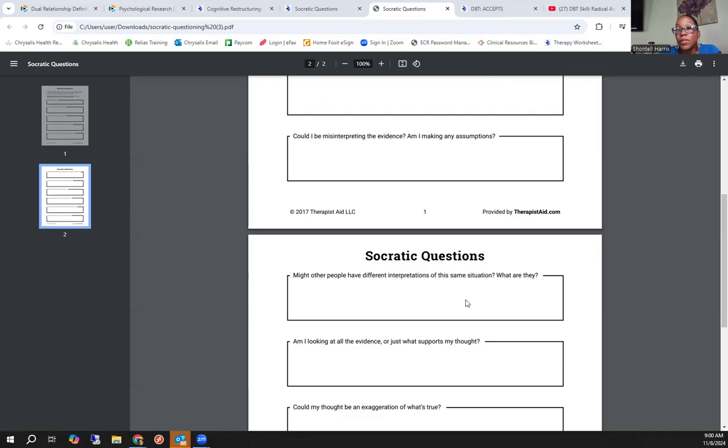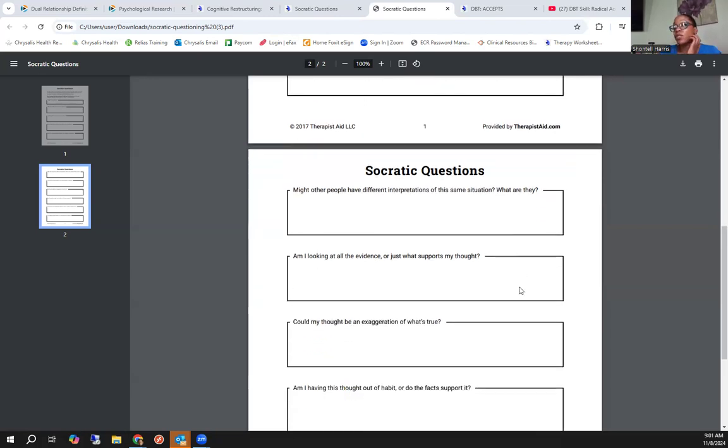So most likely when you're in a heightened emotional state, when you're upset, the negative heightened emotional state, you're almost 100% misinterpreting the situation or the evidence because you're not looking at it. You're in your feelings. You're not looking at ways to solve problems or different reasons why something could have happened, okay? So everybody has different interpretations of a situation, okay?